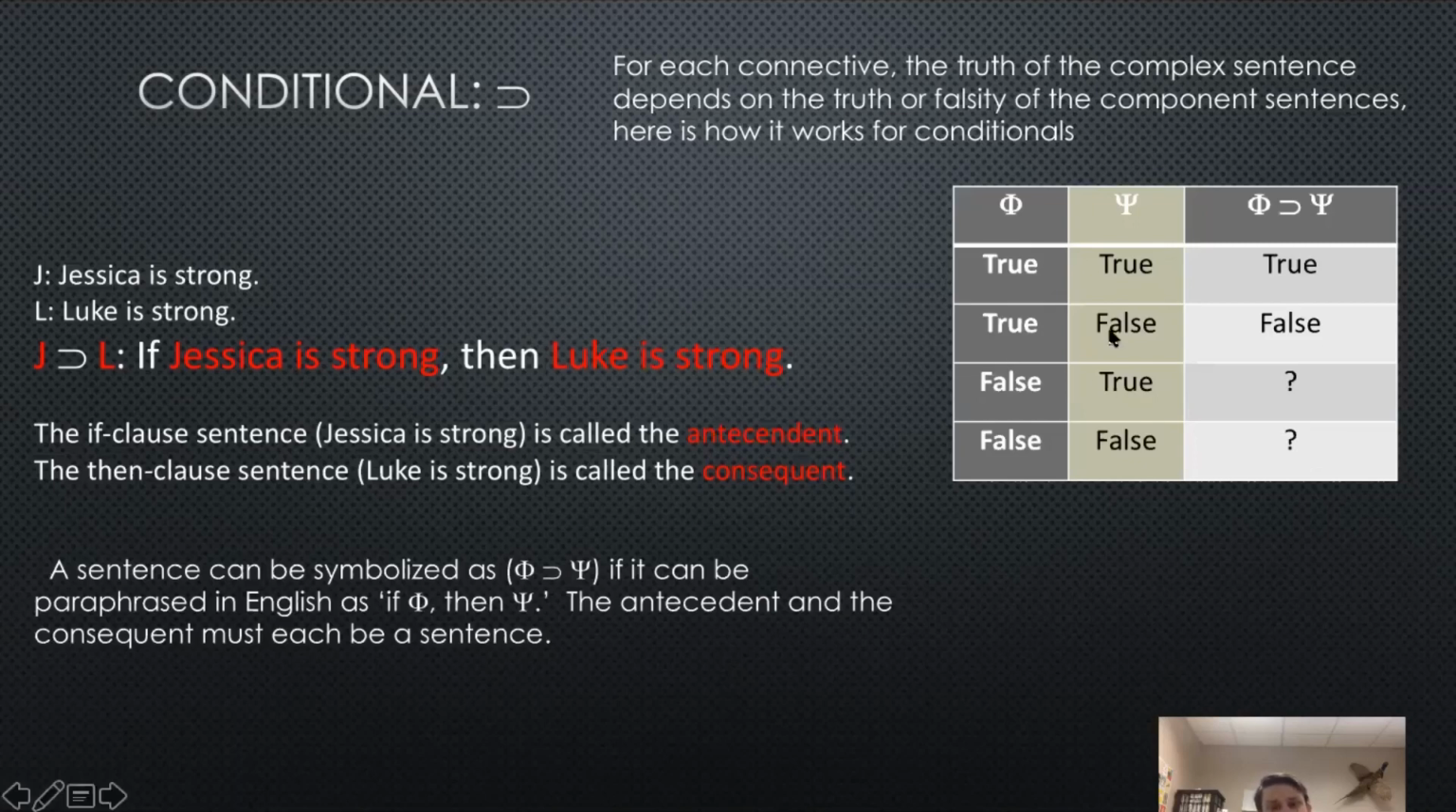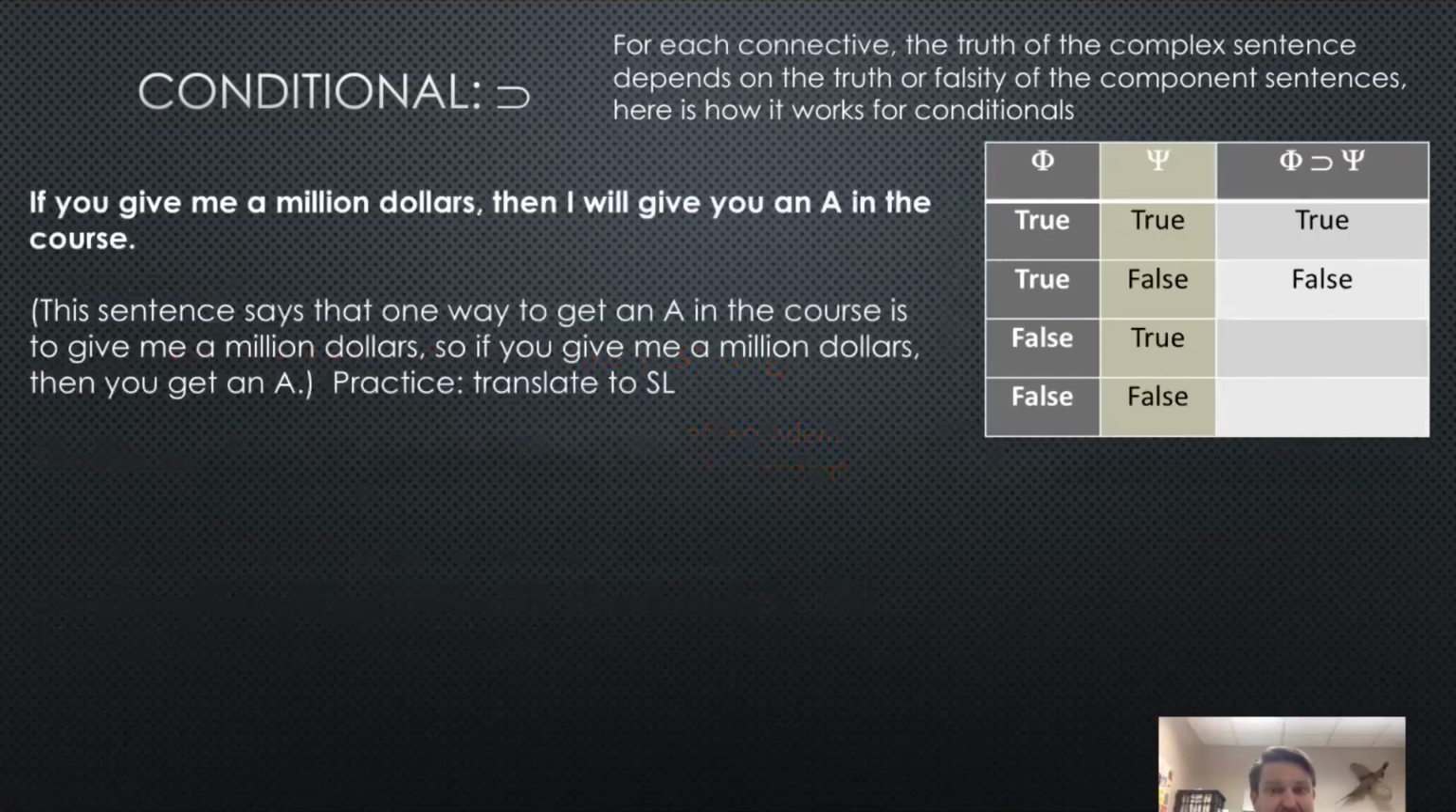And so we can see in the second row that, suppose Jessica is strong, but Luke isn't strong. Well, then the statement, if Jessica is strong, then Luke is strong, would be false, because we have here an instance where Jessica is strong, but it doesn't follow that Luke is strong. Okay, let's now turn to look at the other two rows of the conditional truth table.